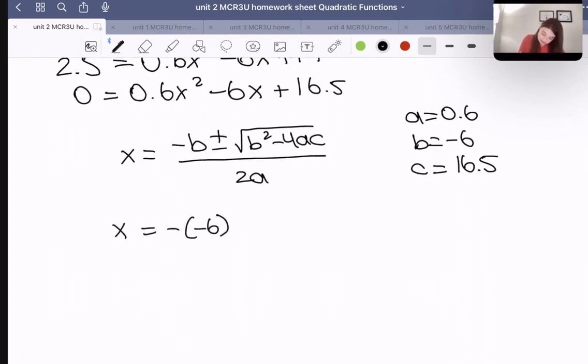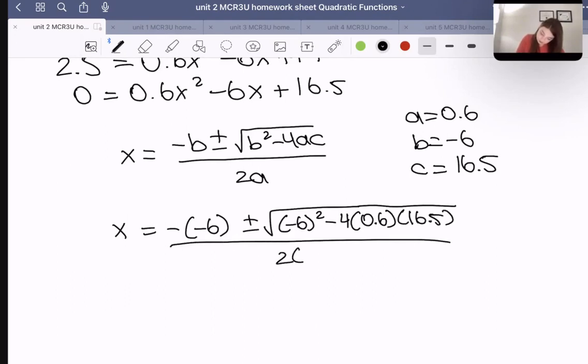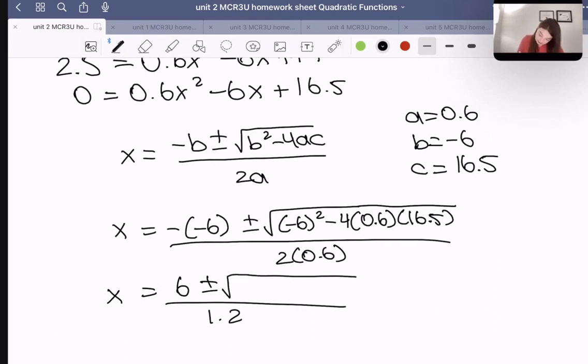Okay, so x is equal to negative b, right? So this is going to be negative 6, which will end up being plus 6, plus or minus b squared, which is negative 6 squared, minus 4 times 0.6 times 16.5, over 2a. So 2 times 0.6. So we end up with 6 plus or minus something over 1.2. And let's see what this would be. So this part would be 36, right? Negative 6 squared would be positive 36.